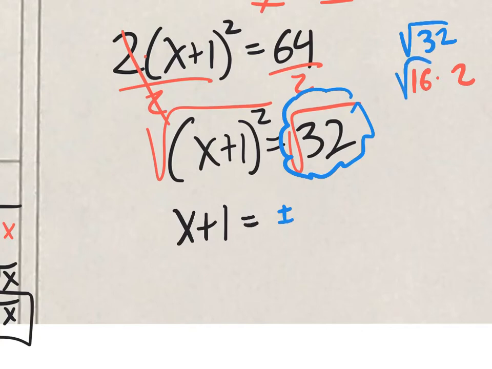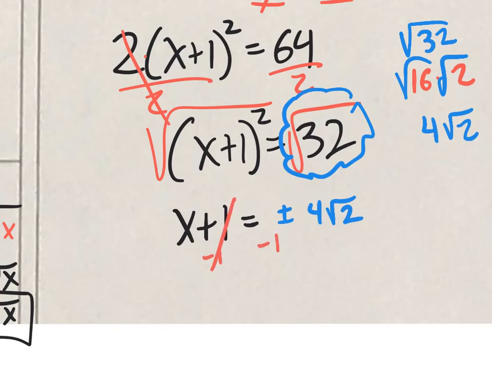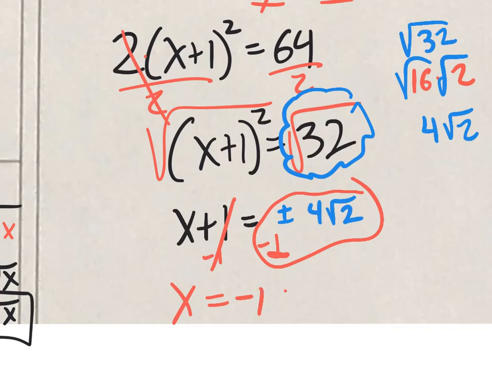That way when we split the root, the square root of 16 is 4, and the square root of 2 is going to stay the square root of 2. So what do I have here? I have x plus 1 equals plus or minus 4 square root of 2. We still need to get rid of that 1, so we're going to subtract 1, cancels out. Let's rewrite it. x equals, I always say just rewrite the whole thing, but put that negative 1 first. Negative 1 plus or minus 4 square root of 2.